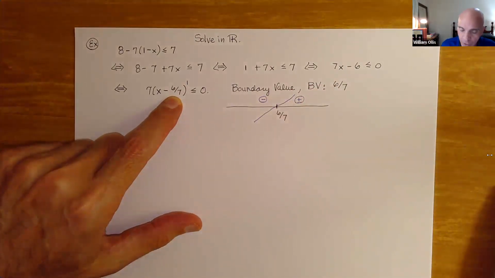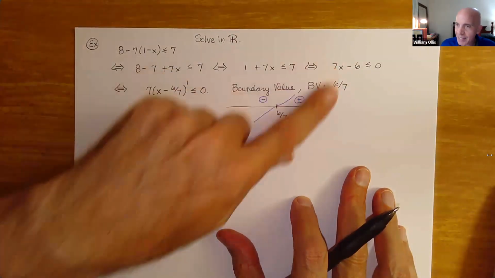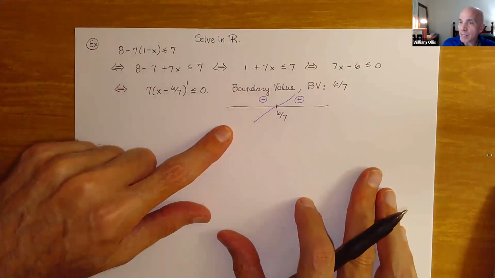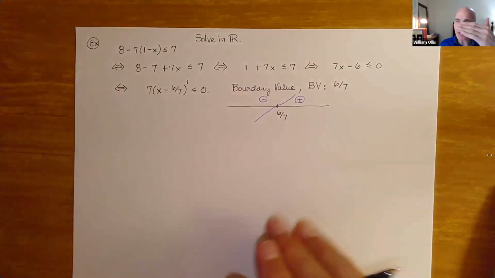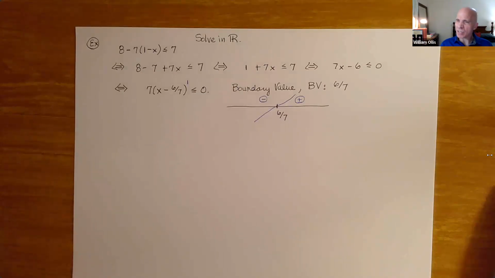So again, even though this is a very simple example, I want to push this idea, because there might be cases, and there will be, when we have several BVs. And then you can't really just solve. You've got too much complexity. So we have to do a boundary value sign test.